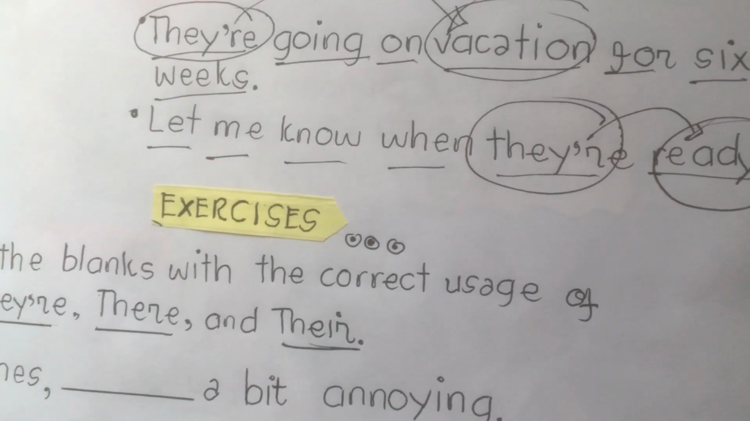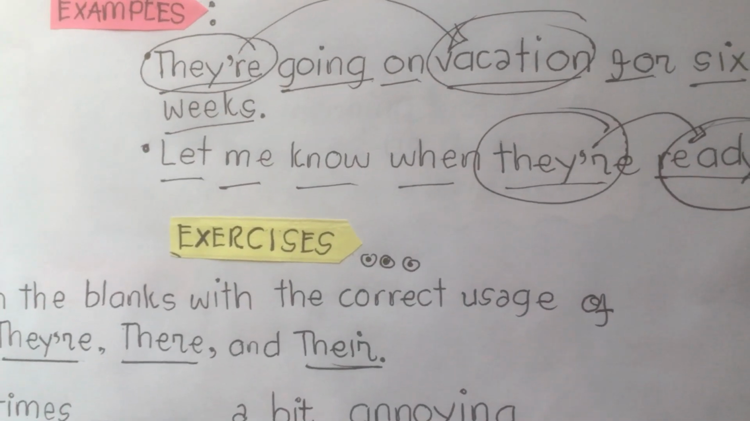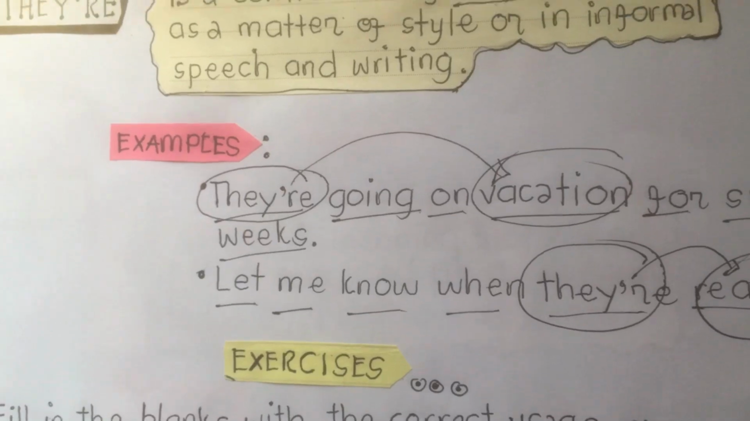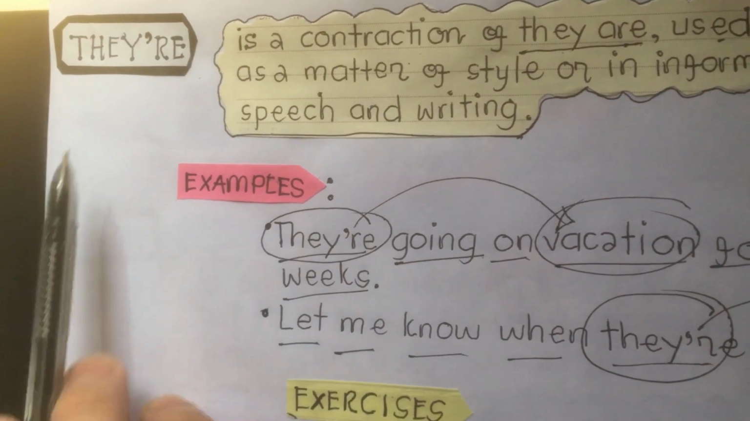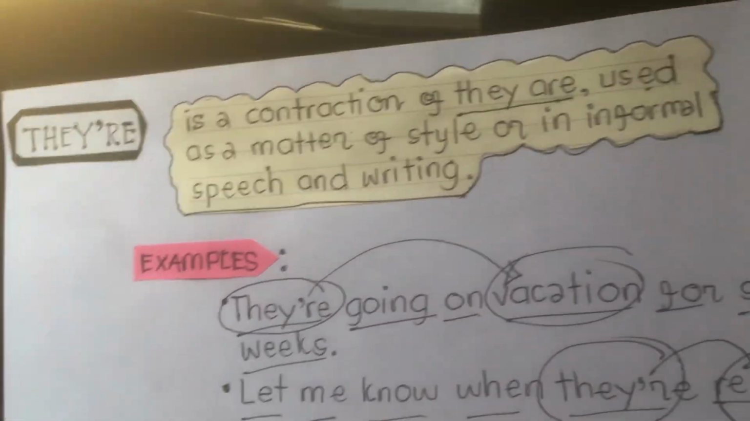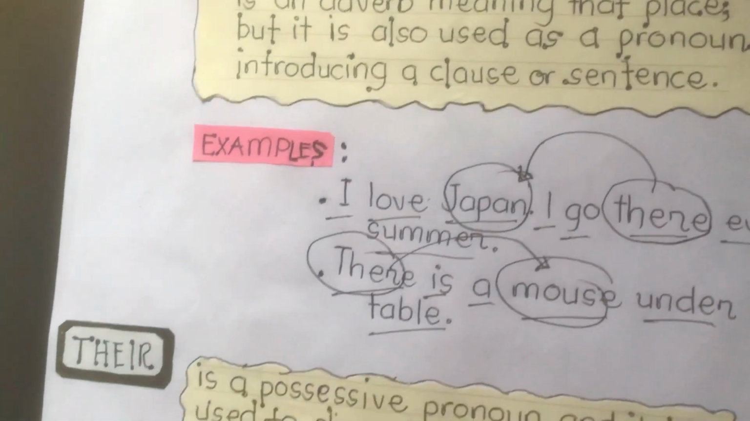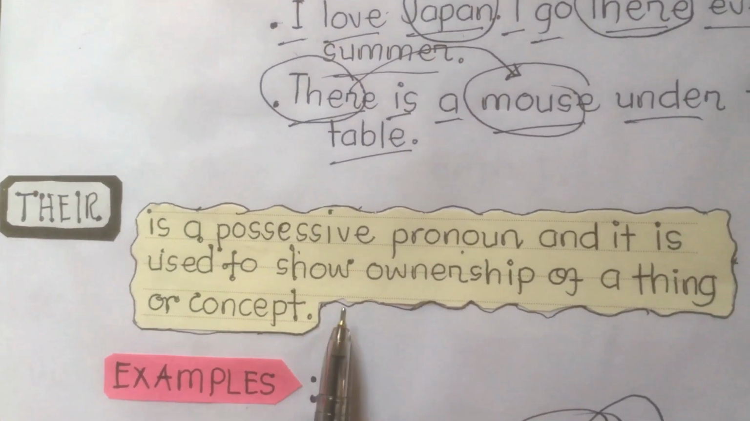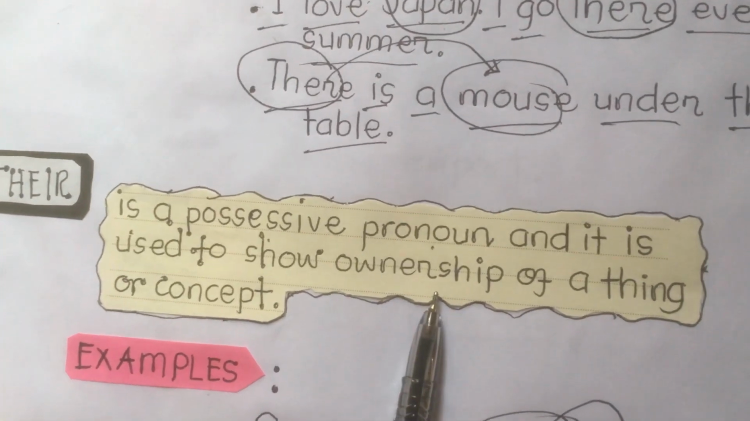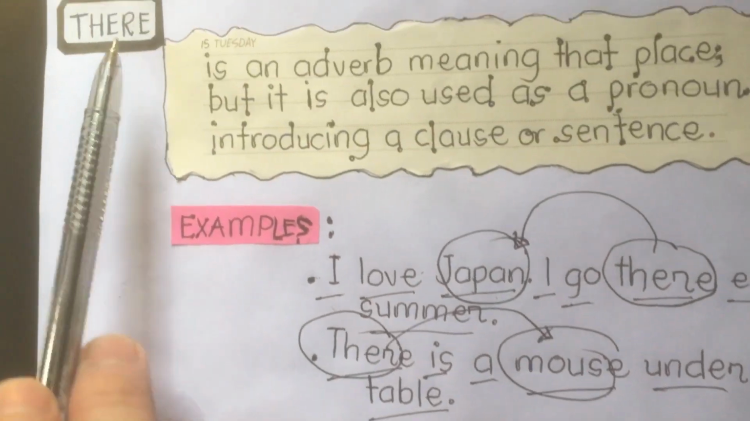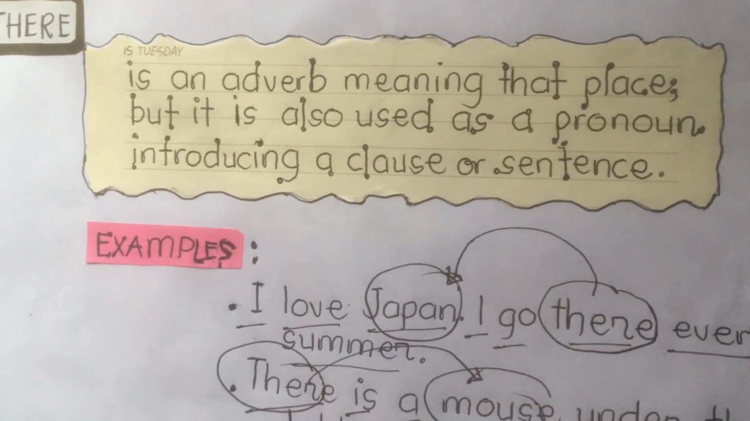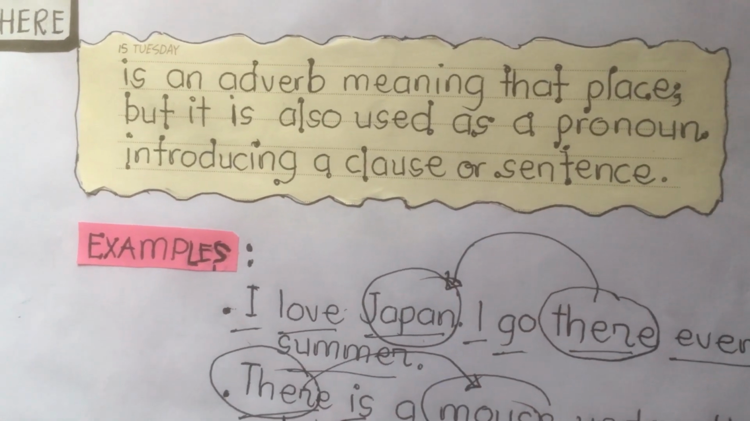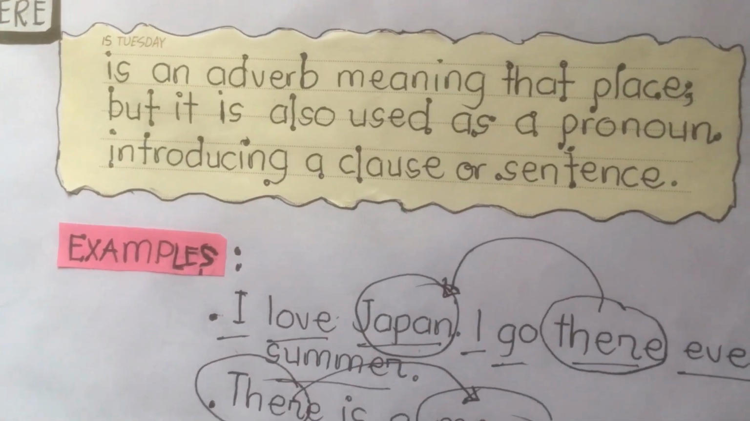And that is how we are going to remember the difference of these three words. Again, they're, the contraction form of they are. Next, we have their, a possessive pronoun that shows ownership. There is an adverb that shows place, and it is also used as a pronoun in particular sentences.